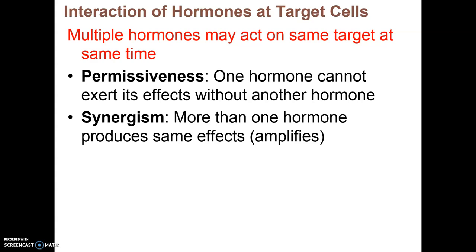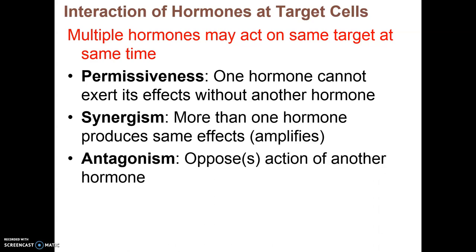Synergism. More than one hormone produces the same effect. For example, glucagon and epinephrine are synergistic. When they are present at the same time, they will increase the level of glucose in the blood by 150%. So that is synergism.